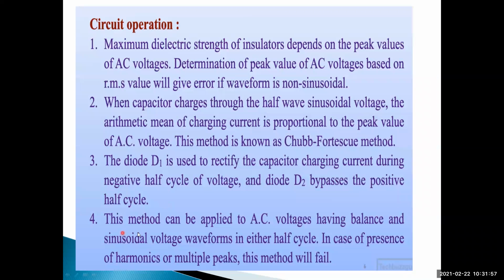This method can be applied to AC voltages having balanced sinusoidal waveforms in either half cycle, which may be positive or negative. If you change the diode connections, D1 and D2 reversed, then we measure the positive half cycle and the negative is bypassed through the ground. In the presence of harmonics or multiple peaks, this method will fail. I already explained: for multiple harmonics or multiple peaks, this method is not suitable. Understood.